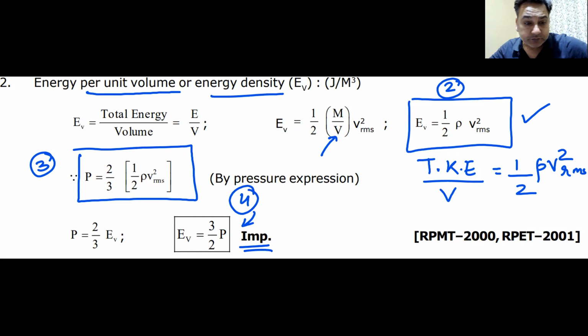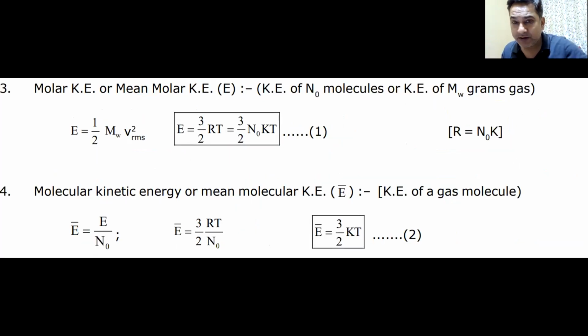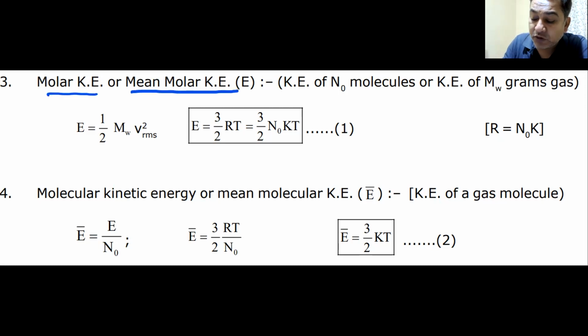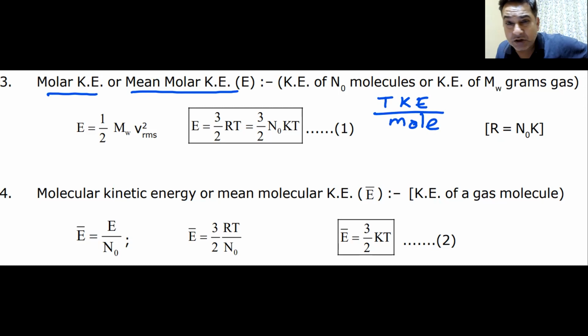Okay. That takes us to the next formula. All these formulas are derived from the same equation, but they are asked in different ways. The first one we saw was total translational kinetic energy. The second one was total kinetic energy per unit volume. This is molar kinetic energy, or mean molar kinetic energy. Basically, it is total translational kinetic energy per mole. You can also remember it like this: total kinetic energy per mole.